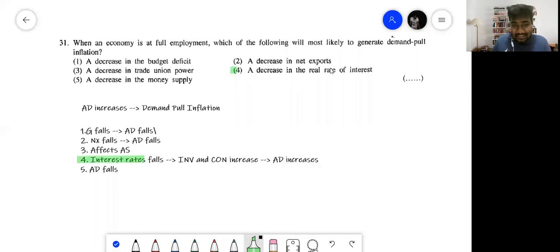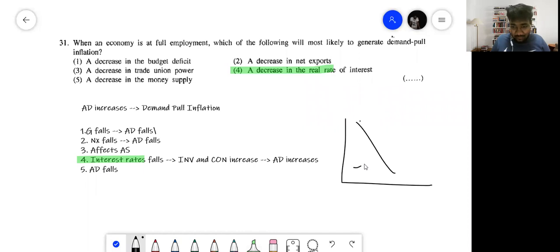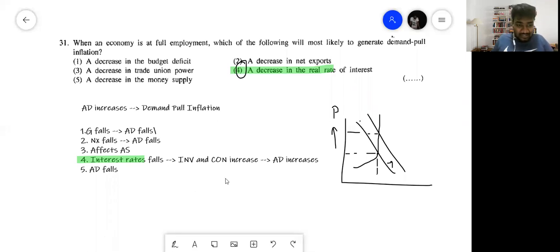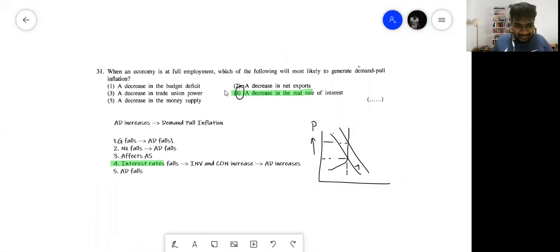So in our case, it's this. So what happens when aggregate demand increases? I'm hoping you all know the normal diagram. Remember this demand pull inflation. You have aggregate demand, and the economy is at full employment. So this is where you are at currently. When aggregate demand increases, what happens? The price level starts to increase. So this axis is price level. So that is what they're asking: which of the following is a reason for an increase in aggregate demand. The answer is the fourth one. So 31 is done. Questions are getting a little easier, no?